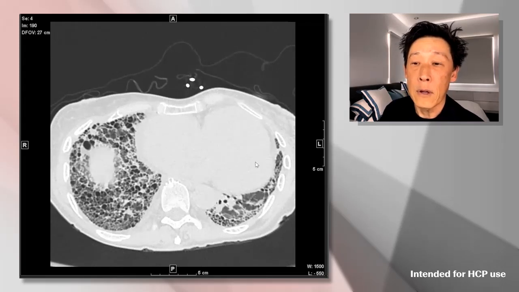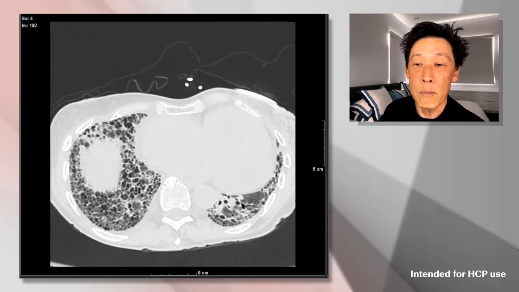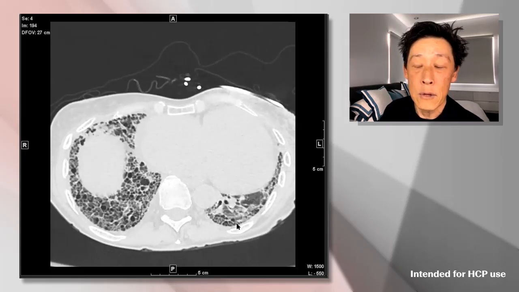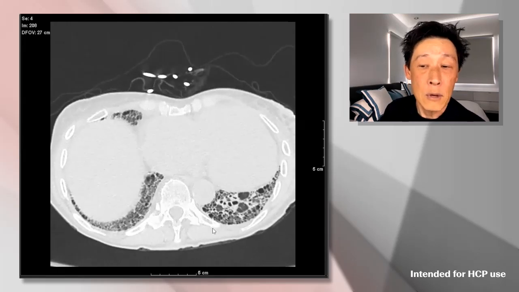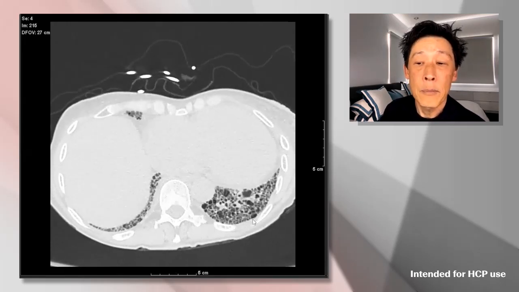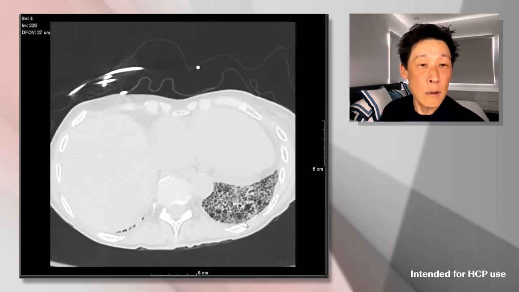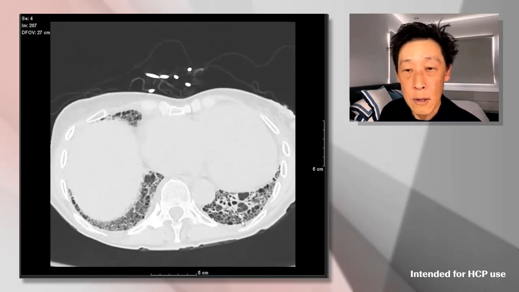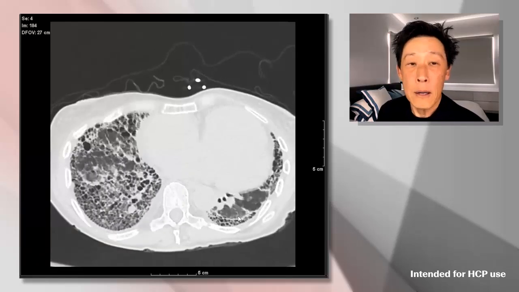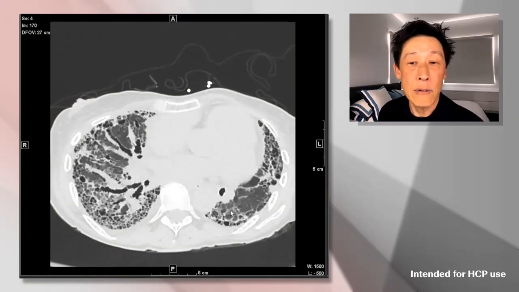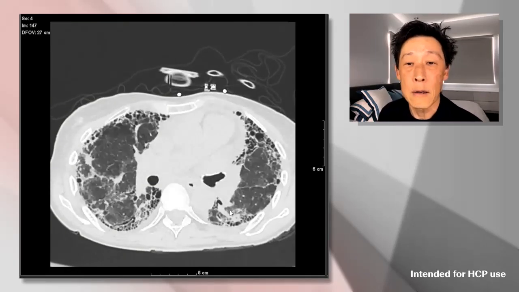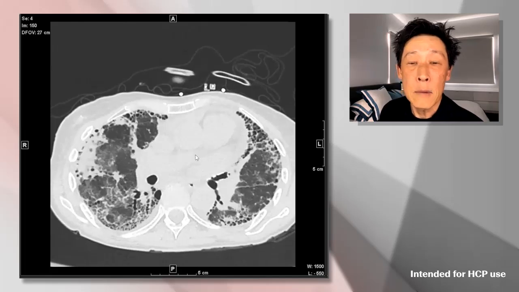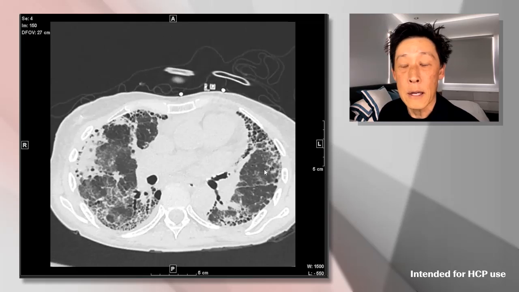And on the left, although the heart is pushing on the lung and we don't see as much of the left lower lobe and lingula, we can again see reticulation, honeycombing, and some traction bronchiectasis and bronchiolectasis. So the hallmark of UIP on HRCT is to identify honeycombing, or the presence of honeycombs. And to some degree, you'll certainly have reticulation and traction bronchiectasis and bronchiolectasis.